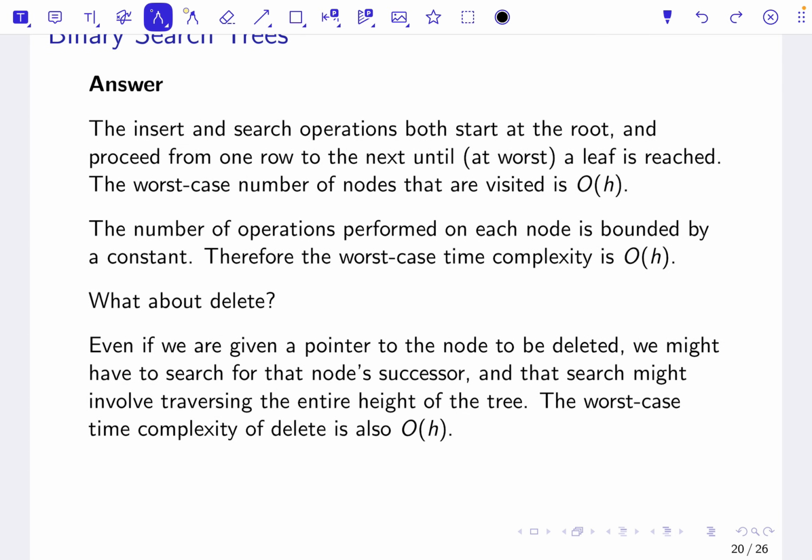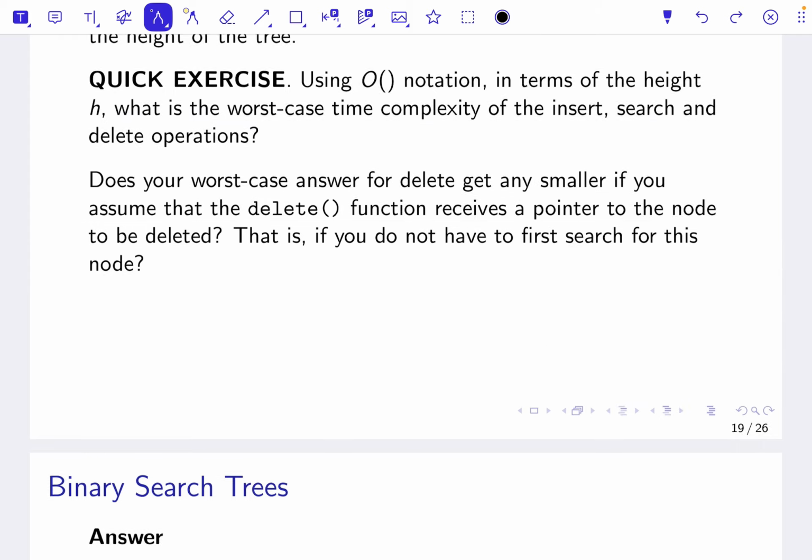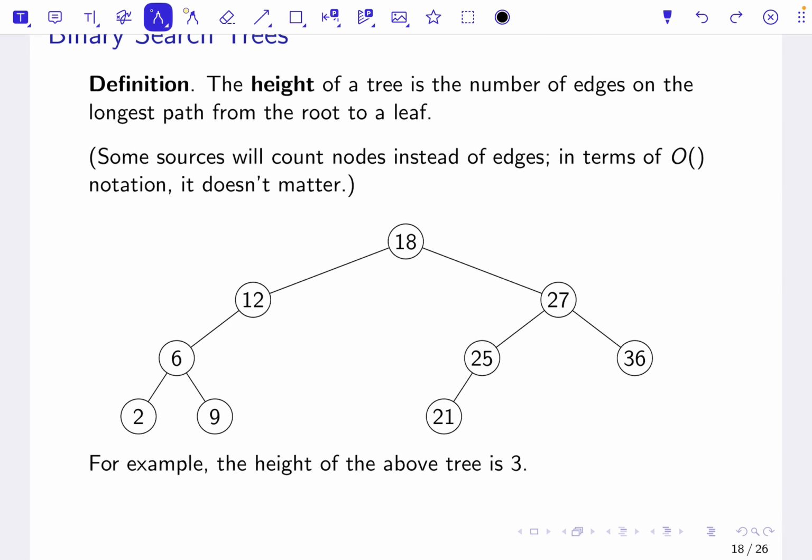So all of these operations have worst cases in which we need to traverse the most edges possible. And that most edges possible is the height of the tree. The worst case scenarios for all of these is when you have to traverse the entire height of the tree.